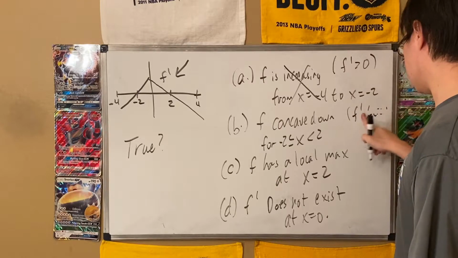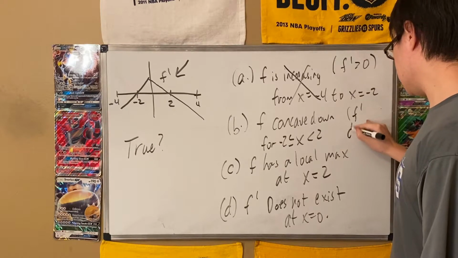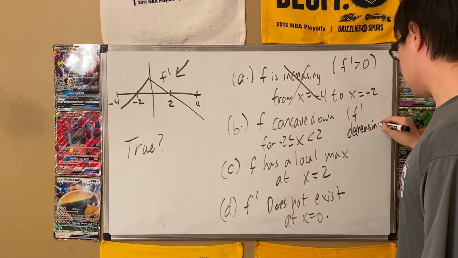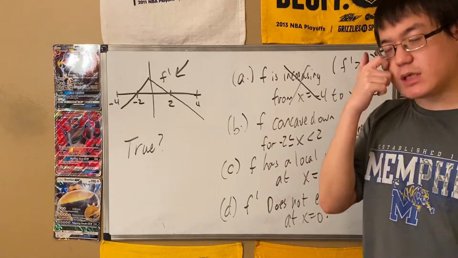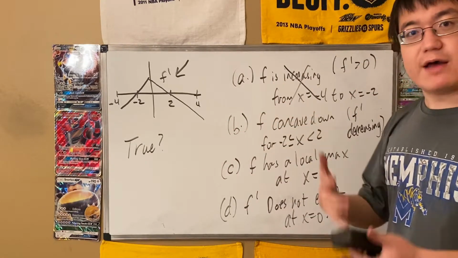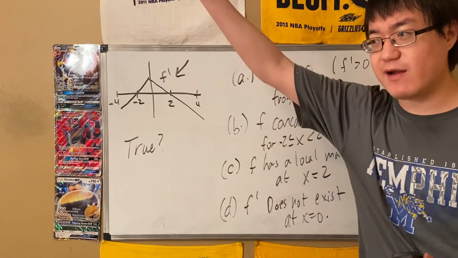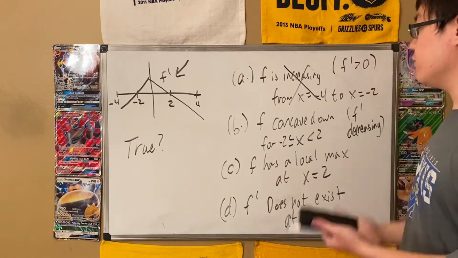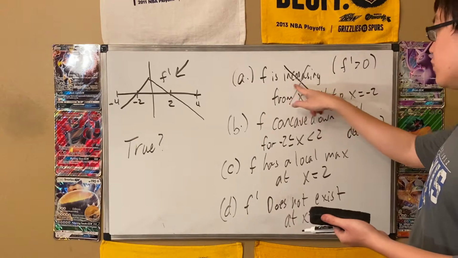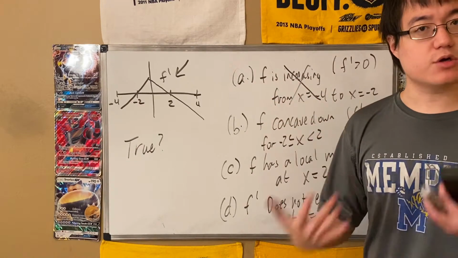See if I can squeeze the word decreasing right here. So f prime is decreasing. So now I'm about to look at the graph. And here I'm actually looking at whether f prime is literally going down. Remember, do not confuse the words increasing and decreasing in these 2 slots. They're totally different.